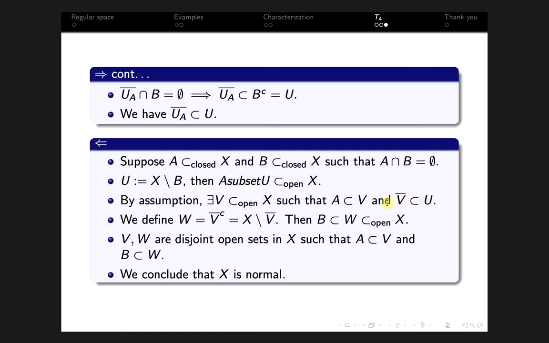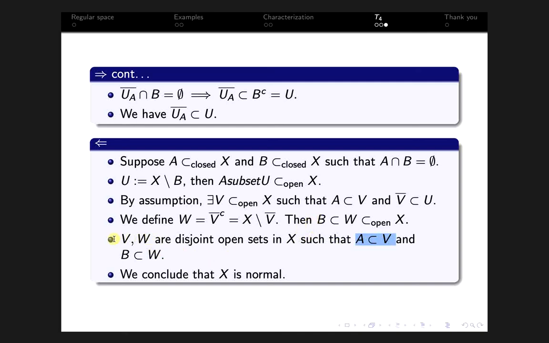Now consider W equal to V closure complement, which is equal to X minus V closure by definition. As before, we see that B is contained in W, and W is of course open because it is the complement of the closure V closure. So B is contained in W, W is open in X, and as before, one can see that V and W are disjoint open sets in X such that A is contained in V and B is contained in W.